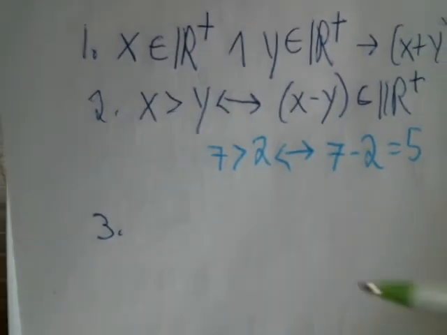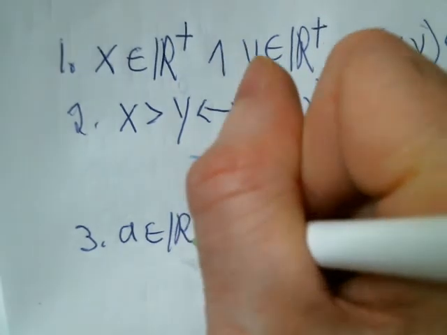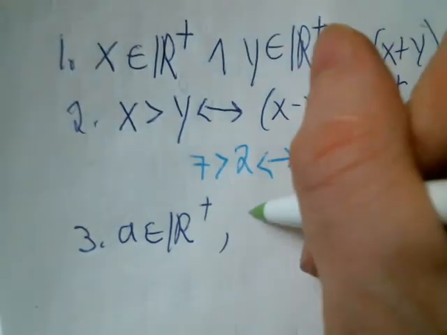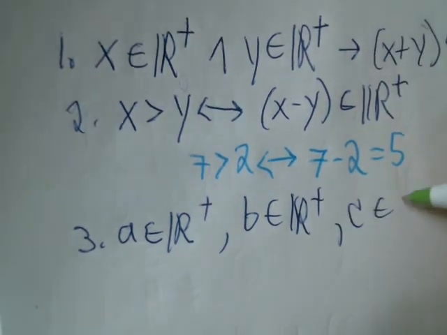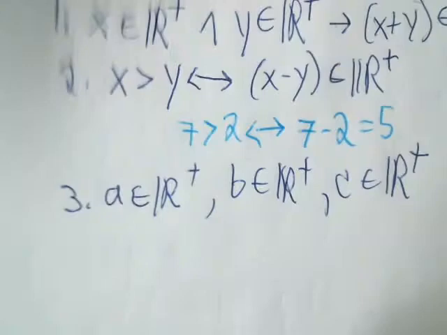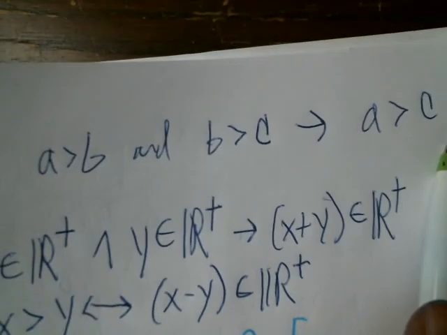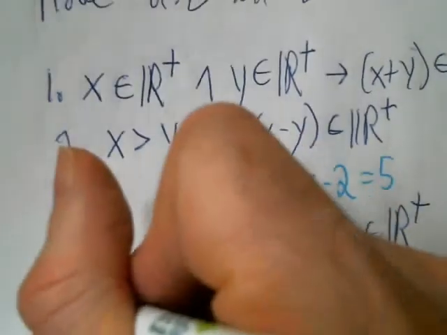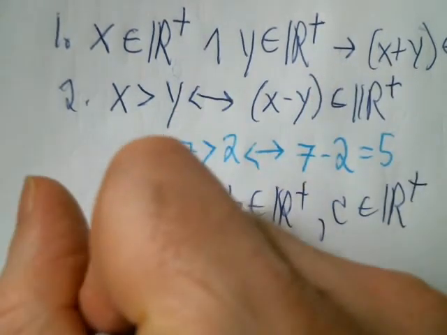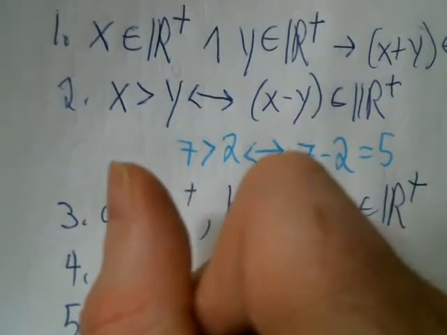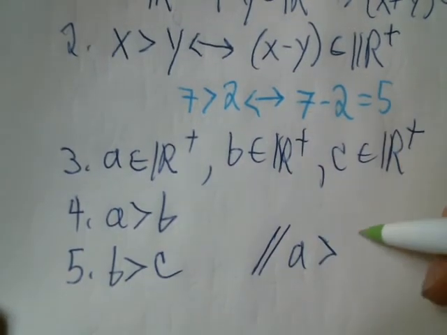Okay, now we want to say specifically A is in the positive reals. Let's say B is also in the positive reals, and that C is in the positive reals. Okay. We're going to start with this side and conclude that this is true. Right? So they're going to give you that A is greater than B, and they're going to give you that B is greater than C. Okay? And we want to end up proving that A is greater than C.